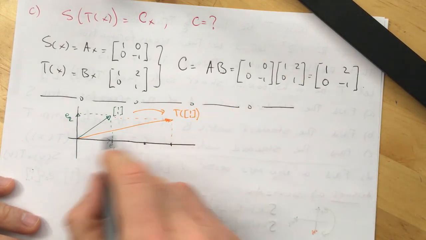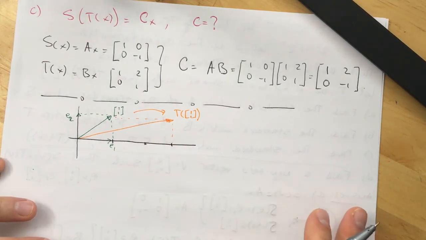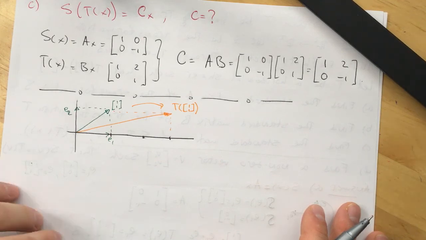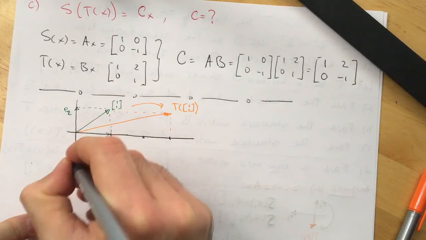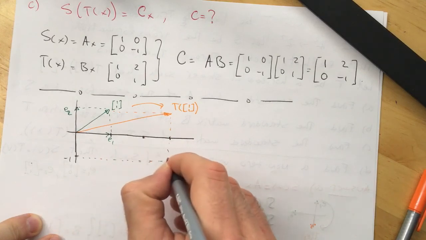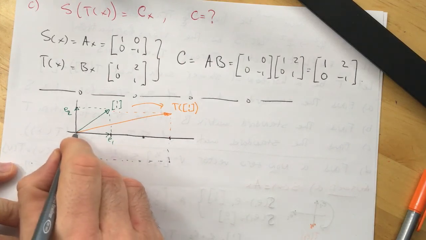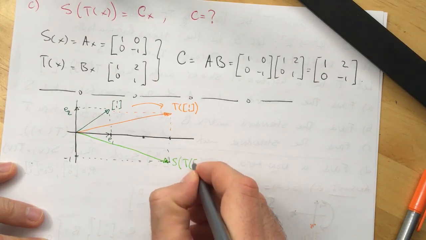Okay, and then to this vector we apply the transformation S, which is a reflection over the x-axis. So this new vector right here is S of T of (1, 1).